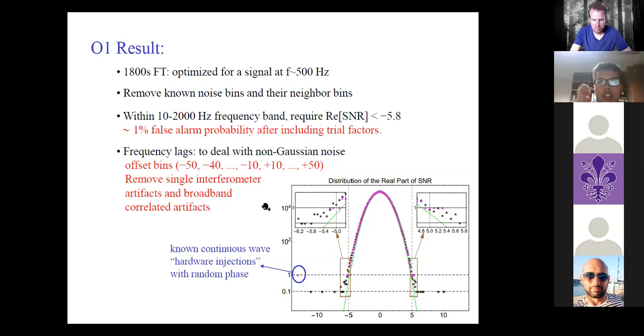And here, the result of the distribution of the real part of the signal to noise ratio is given by this plot. And the result is consistent with the Gaussian distribution, which is given by this green curve. And our search method is so efficient that we find out the known continuous wave hardware injection, which is highlighted by this blue circle.